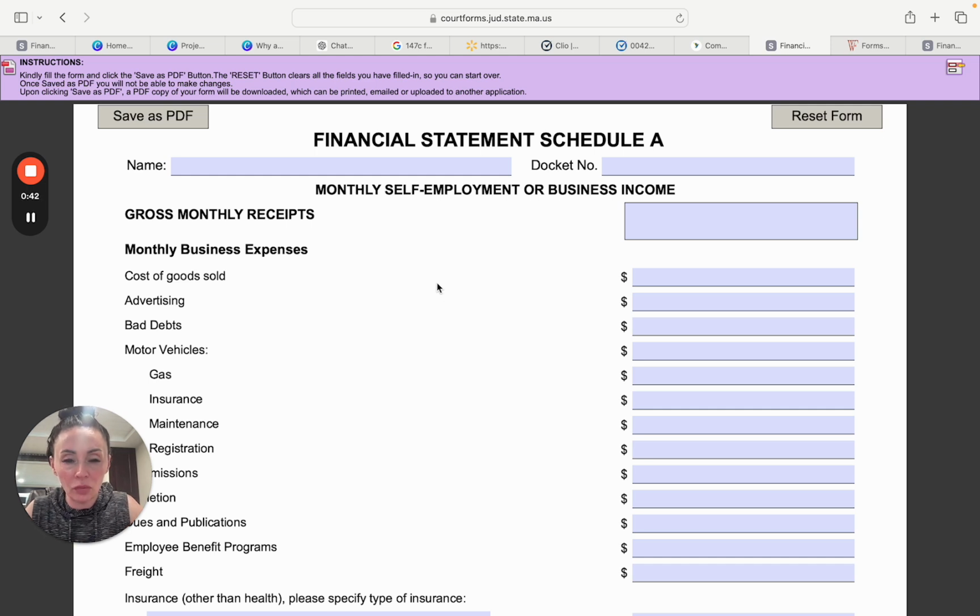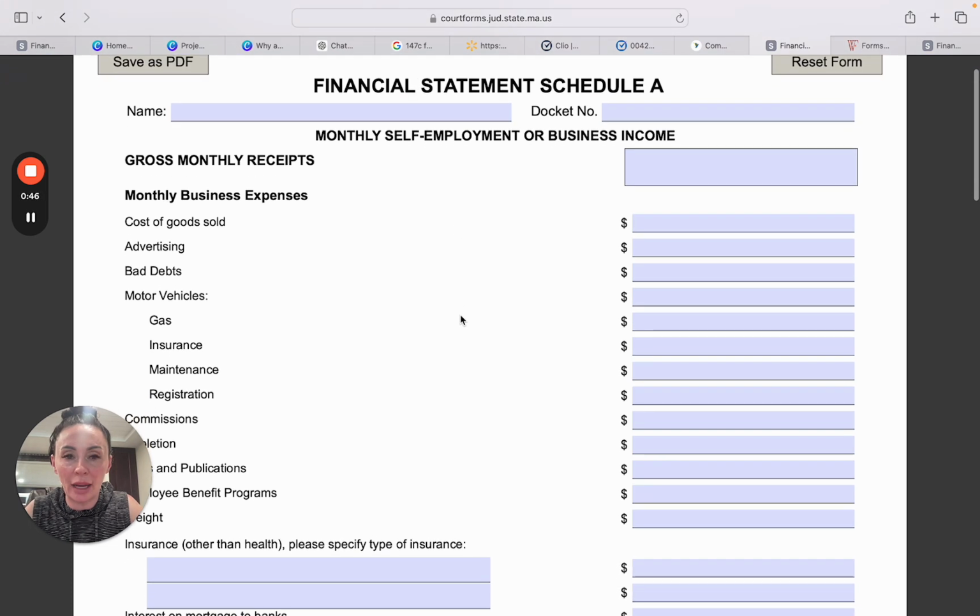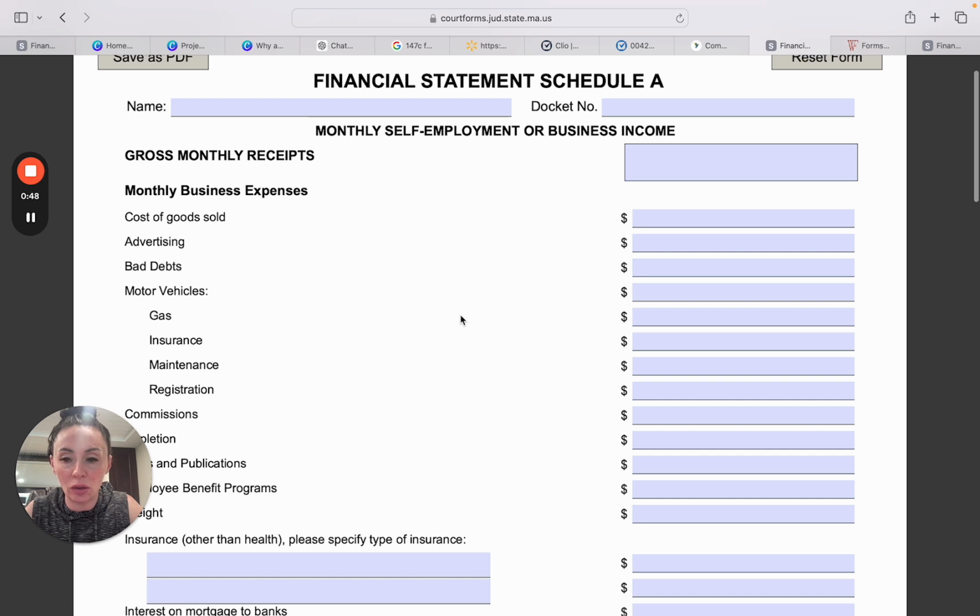So the nuts and bolts of how to do it. This is what the financial statement Schedule A looks like. You can find it on the trial court website. If you just Google Massachusetts Family Court Financial Statement Schedule A, you should be able to find it pretty easily.